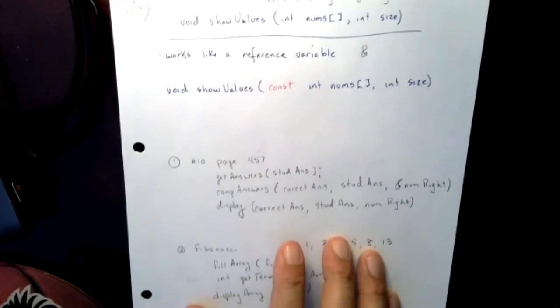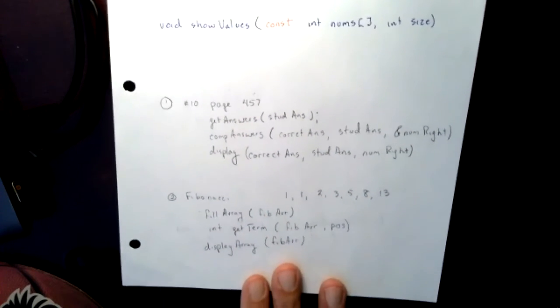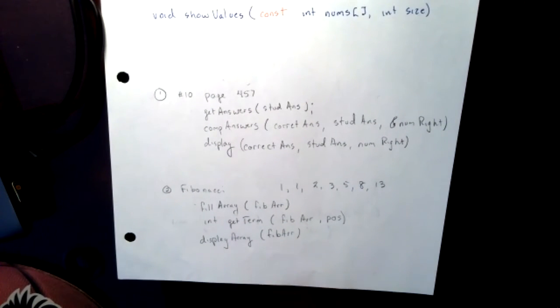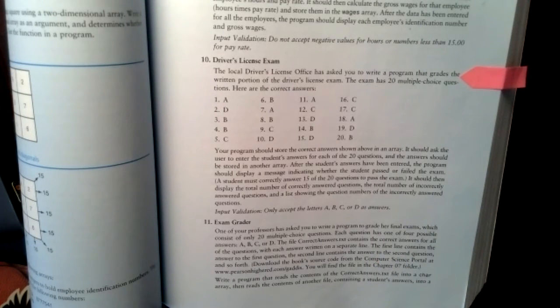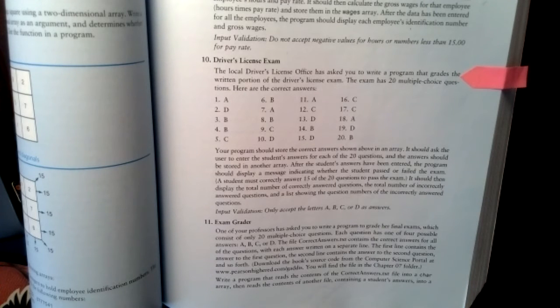All right, so I'm going to have you go in your groups. You're going to write 2 programs. First one I'm looking at is page 457, number 10. Driver's license exam. They asked you to write a program to grade their exams. There are 20 multiple choice. The correct answers are what you see.